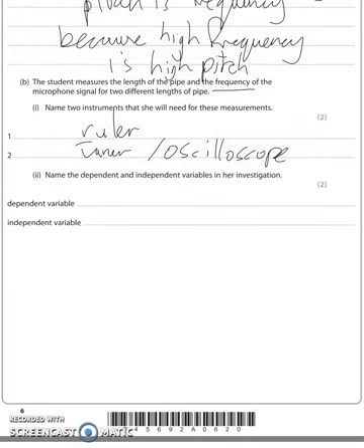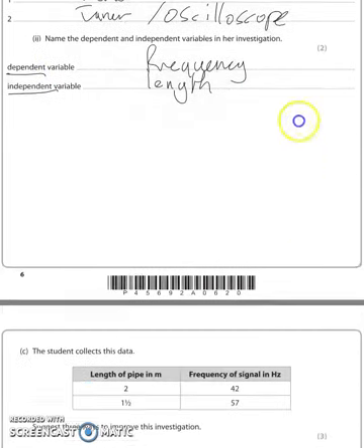So what is the dependent? When she's going to change the independent, she's going to change the length. What is she going to measure? She's going to measure the frequency. So the thing you change is the independent, the thing you measure is the dependent.